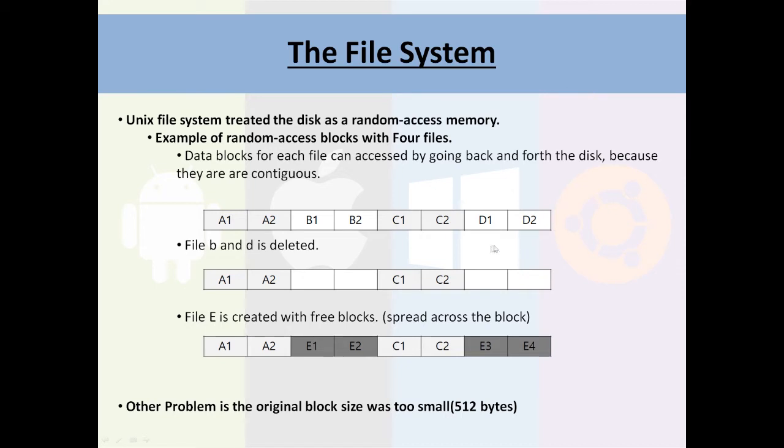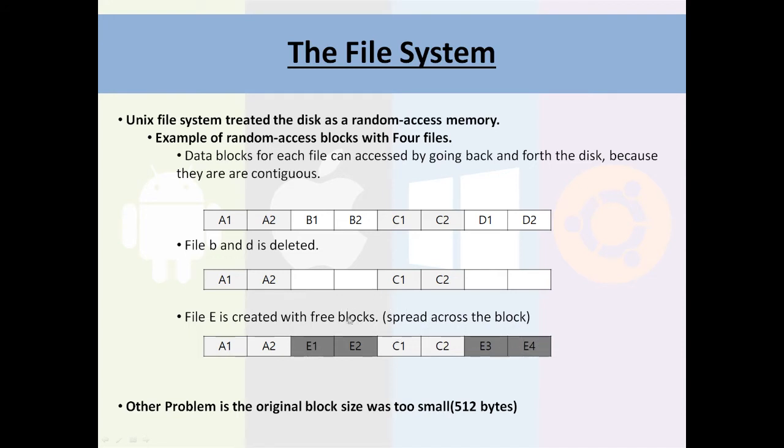But then, what happens when B and D are deleted? Now we have these 3 regions separated by these 2 files. And then maybe a 5th file was created, a larger file, and it would have to be spread across multiple blocks, separated by other files. This is a case of fragmentation, and you can see this is not necessarily ideal.